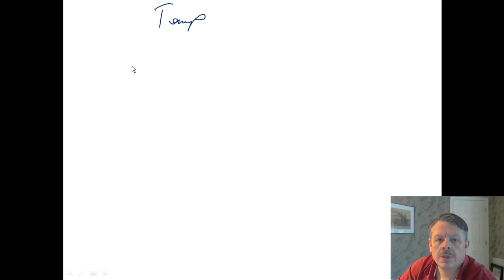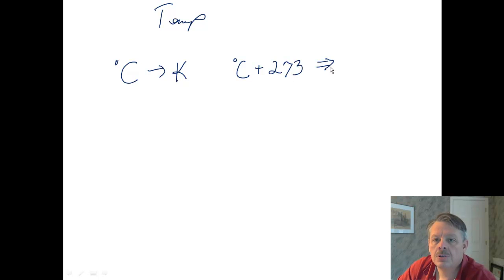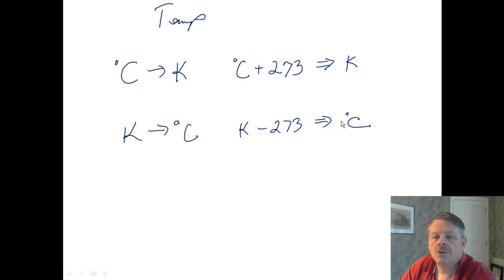To go from Celsius to Kelvin, we take our Celsius temperature and add 273 to it to get our Kelvin temperature. Similarly, if we want to go the other way, from Kelvin to degrees Celsius, we take our Kelvin temperature and subtract 273 from it. Now remember, you can never have a negative Kelvin temperature.